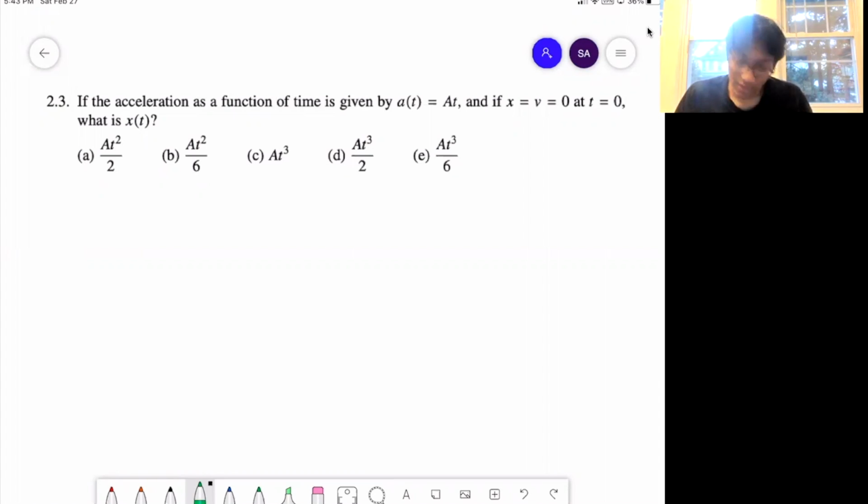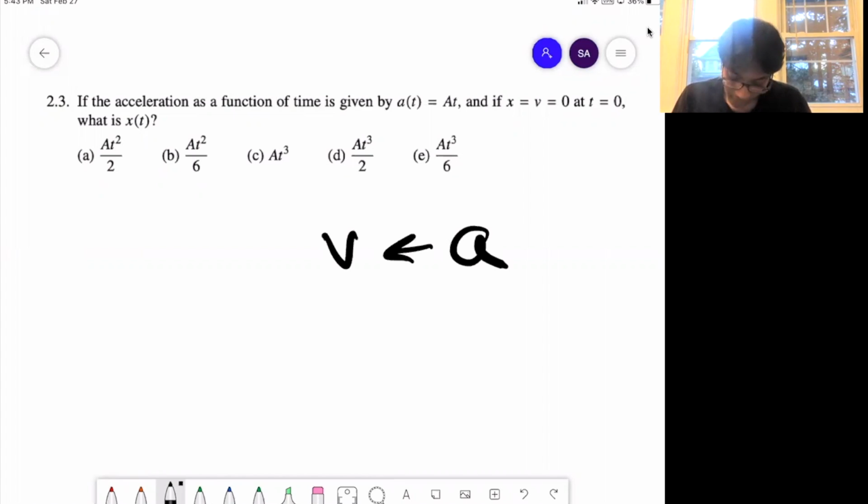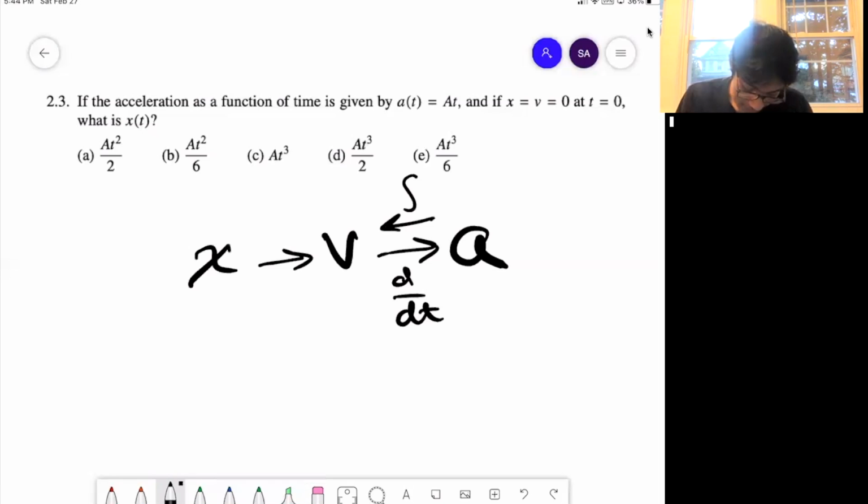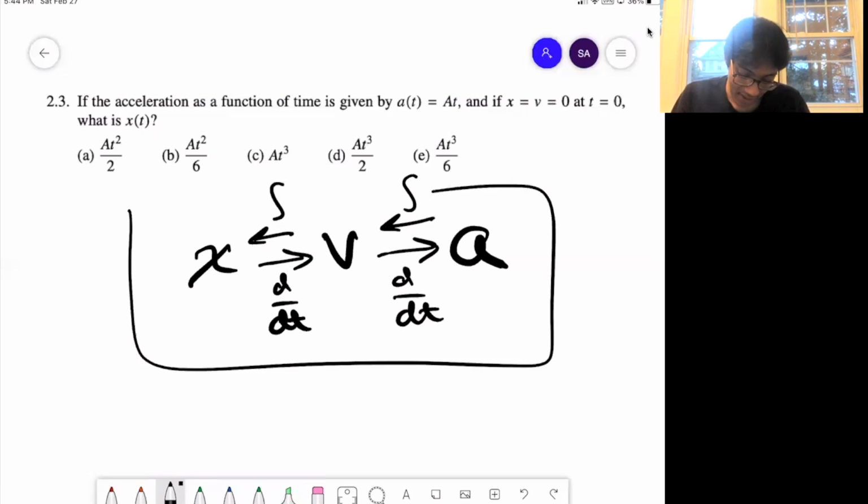The principle we have to use is that acceleration is simply the derivative of velocity. So to go from velocity to acceleration, we use the derivative d/dt. To go from acceleration to velocity, we use the integral. Likewise, to go from velocity to position, we use the integral. And to go from the position to the velocity, we use the derivative. Okay, so with this schematic in our minds, how can we use this to solve this example?